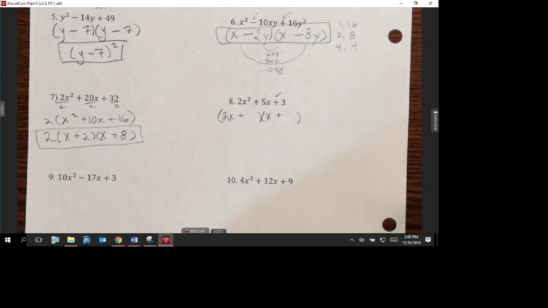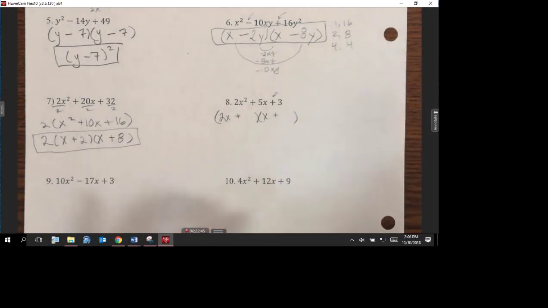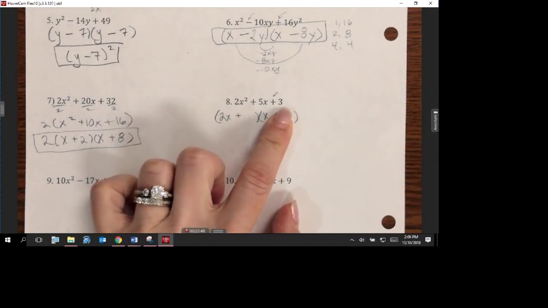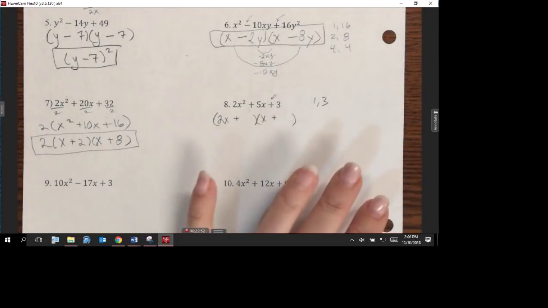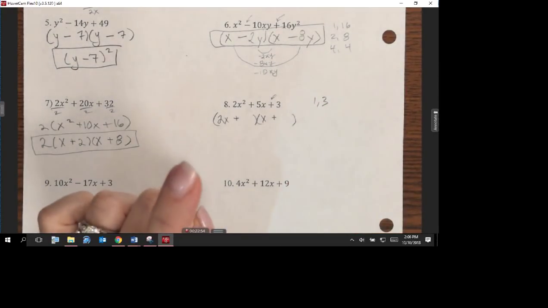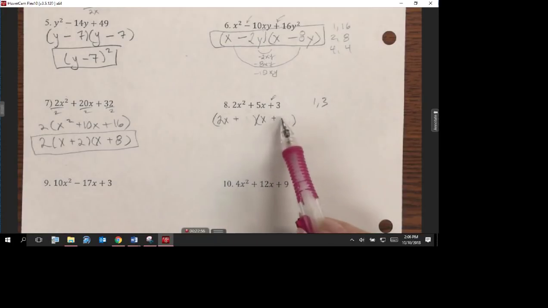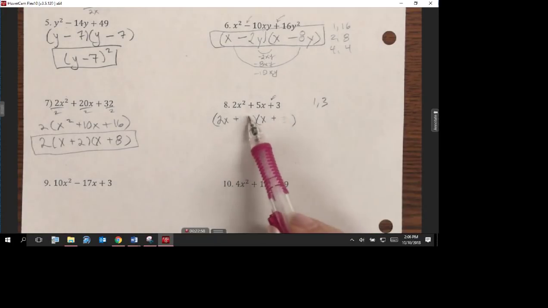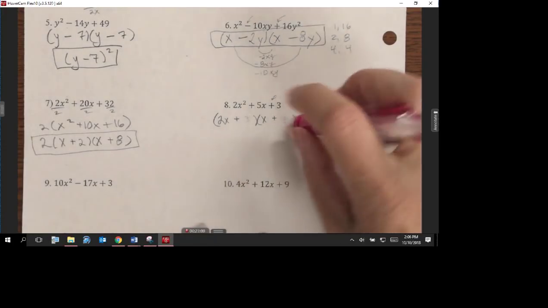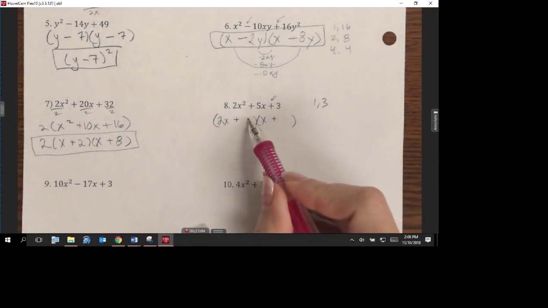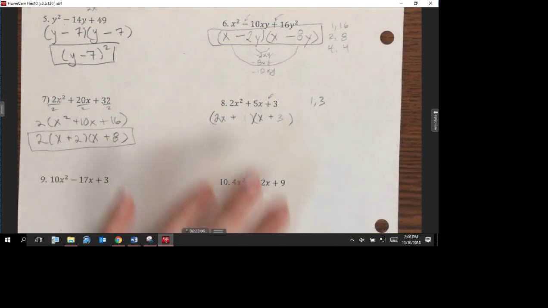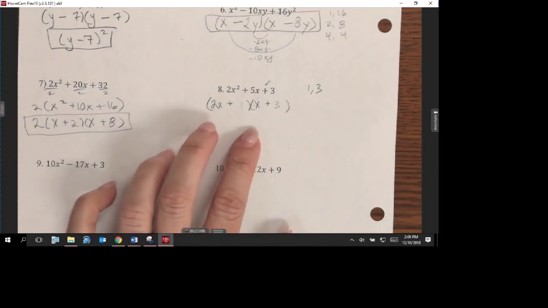All right. So now the next question is, what do you multiply together to give you 3? This is pretty easy. We really don't have that many options, except do I put the 1 here and the 3 here, or do I put the 3 here and the 1 here? That's the guess and check part. So I'm going to lightly write 1 and 3. Then I'm going to check.